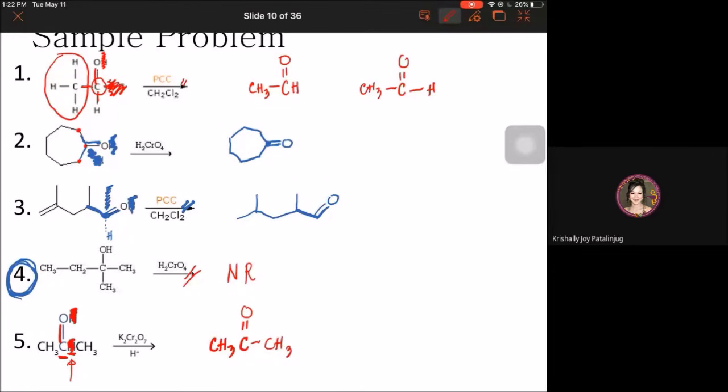So to wrap up, again, kapag strong oxidizing agent, for primary alcohol, the final product is carboxylic acid. For primary alcohol oxidized using weak oxidant, the product is only until aldehyde. For secondary alcohol, any oxidants, the final product is diretso ketone. Okay?